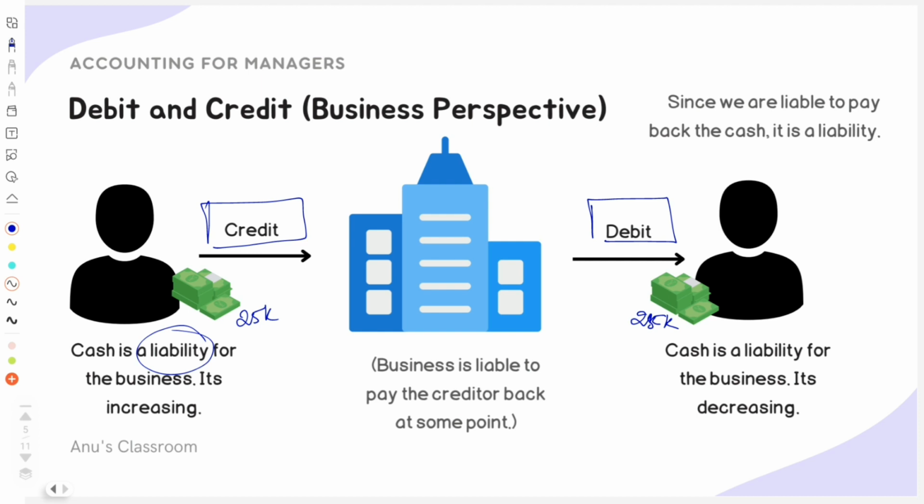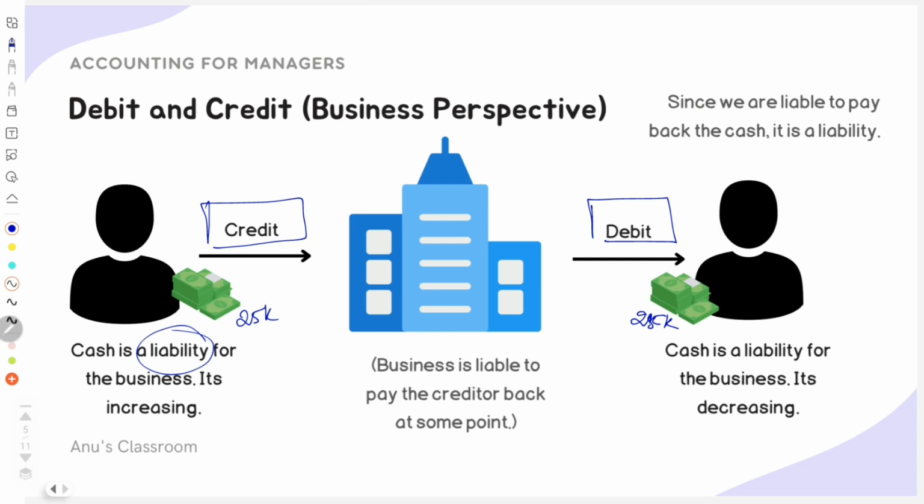Why does this 25,000 become a liability for the business? Because the business is liable to pay the creditor back at some point. So it is the same transaction, but from the perspective of the business and from the perspective of the investor. Now you can see that whether the investor records this transaction or the business records the transaction, credit and debit remain the same, right?